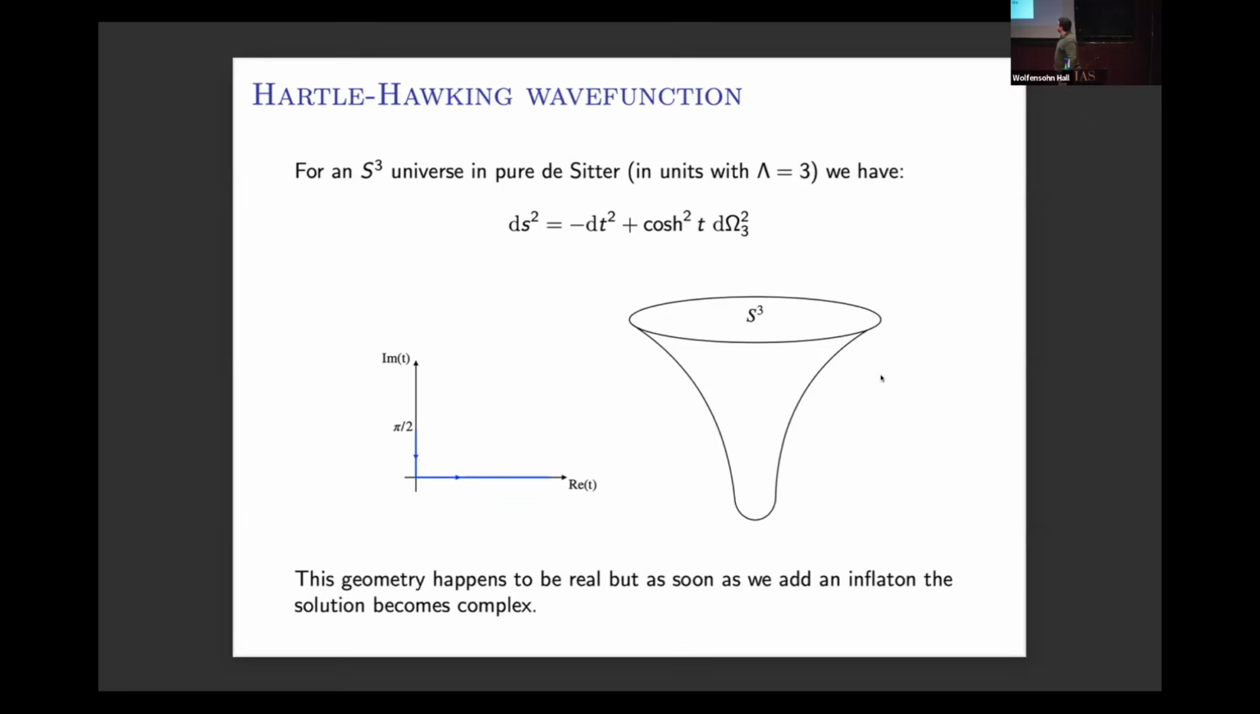Just a comment that will be relevant later. This contour is usually chosen so that the metric is real in both Lorentzian and Euclidean segments, but for example, when one adds the inflaton, there is no way to make the solution real everywhere. So it makes sense to think of it more generally as a geometry that goes from the south pole in some complex contour that is continuously connected to this one. Trying to make it real is a kind of red herring, away from pure de Sitter.